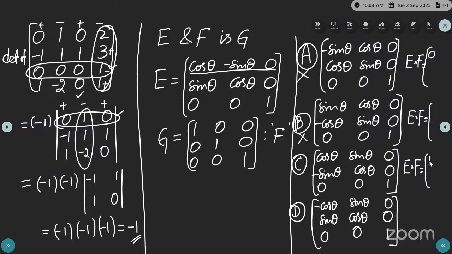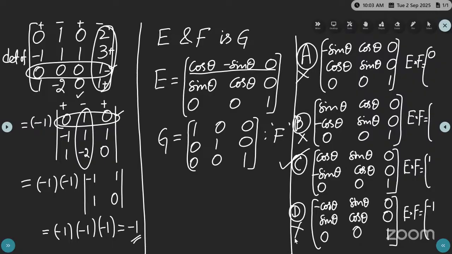Okay, maybe. So in order to say that it is the answer, verify this. Minus cos square theta minus sine square theta. Here, E into F is minus 1. So you can choose this as the answer. That's enough.